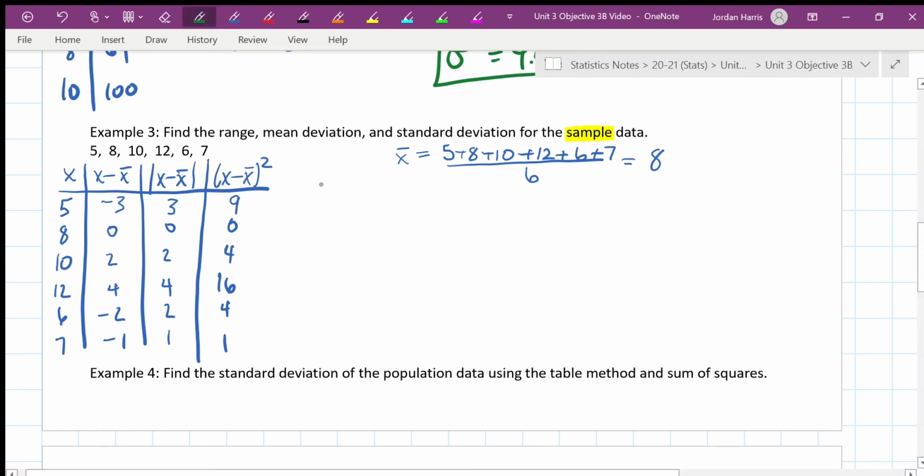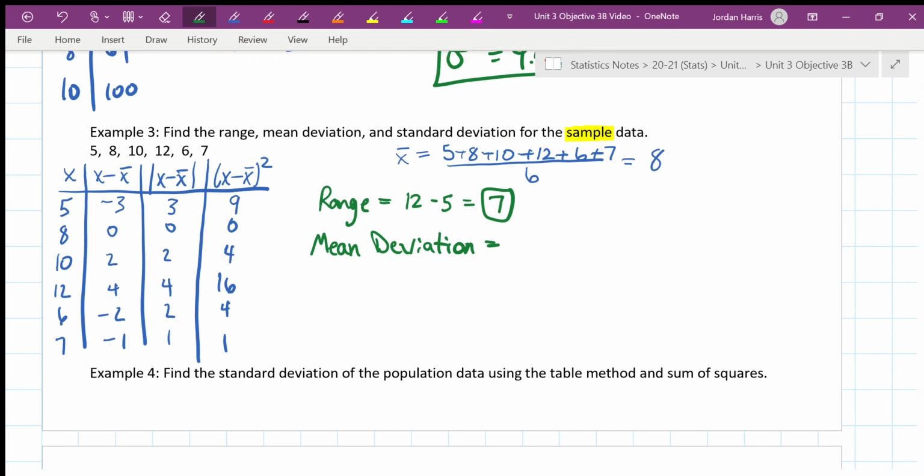So first, range. That is the highest number, 12, minus the lowest number, 5. So we get a range of 7. Next is mean deviation. That is the same as mean absolute deviation. Okay, so imagine there's the word absolute. That's the same idea. Mean absolute deviation, mean deviation.